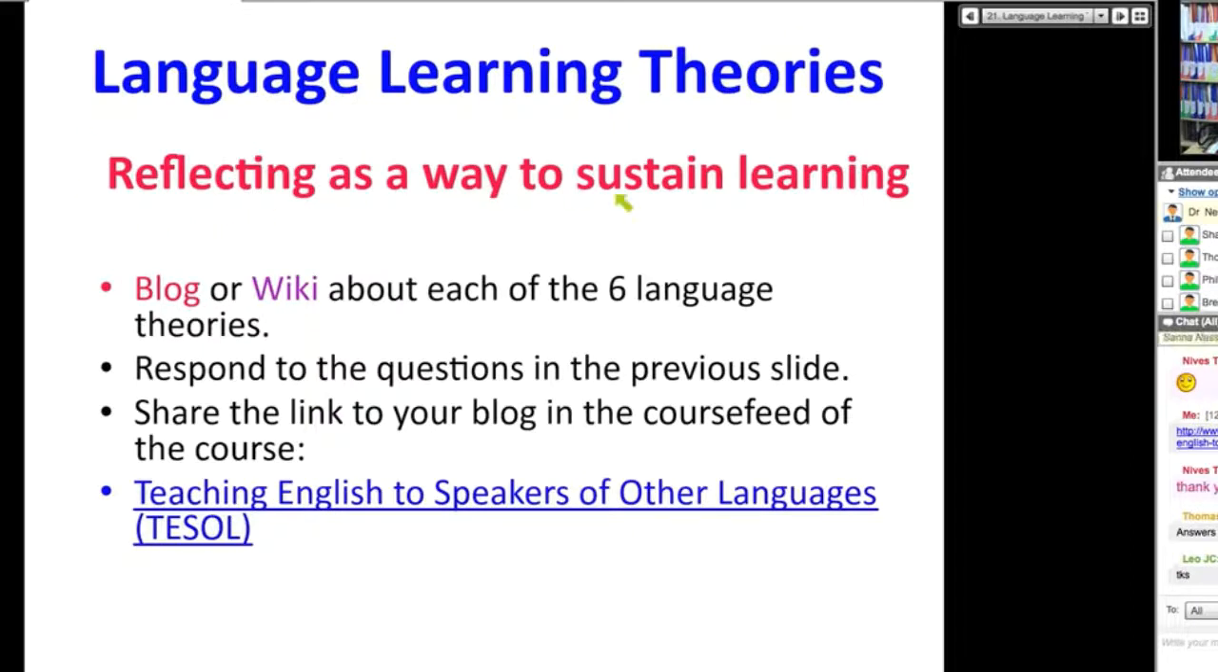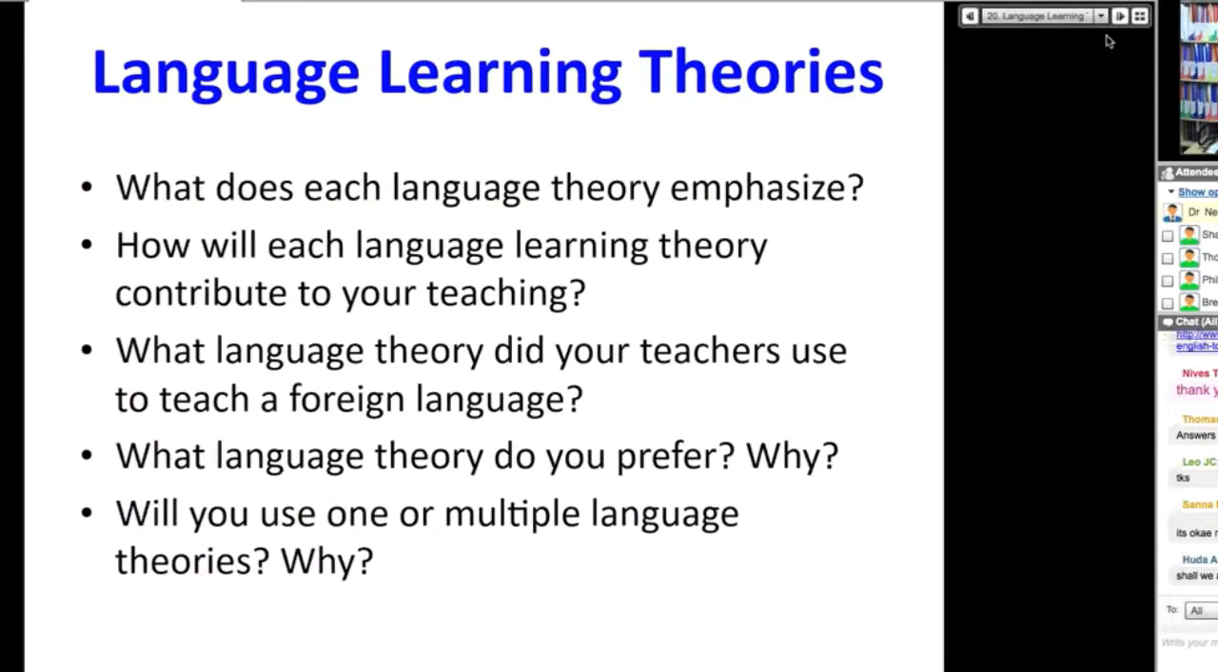As I said before, reflecting on what you learn is a way to sustain learning. Otherwise, you're going to lose it. So blog or wiki about each of the 6 language theories by responding to the questions in the previous slide. Okay, these questions.